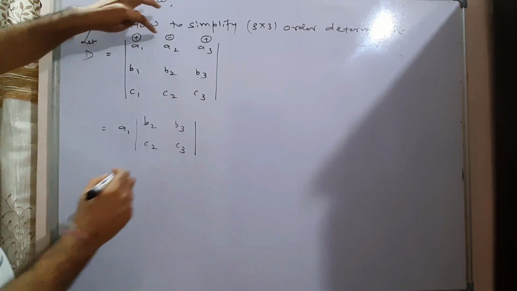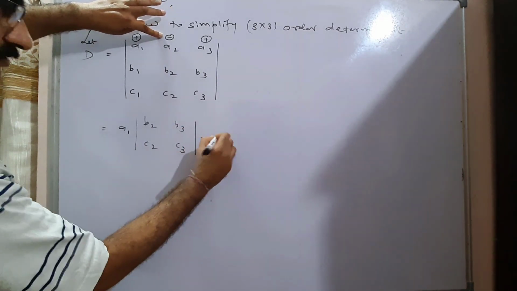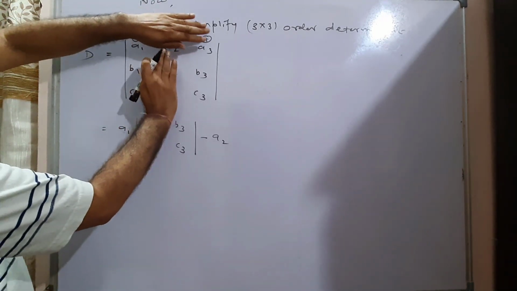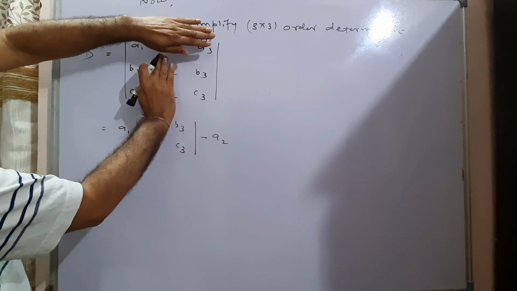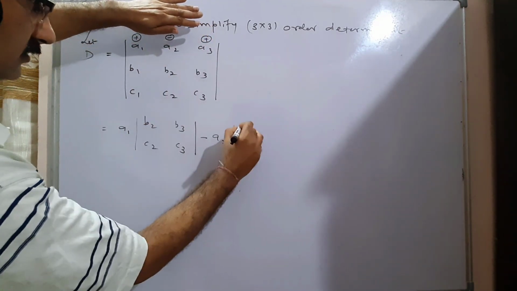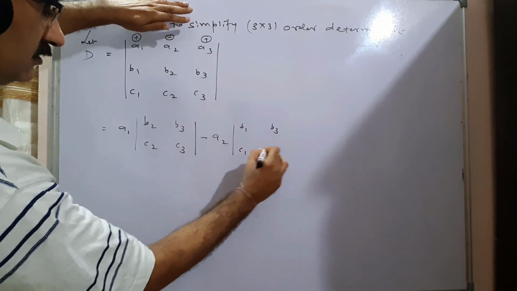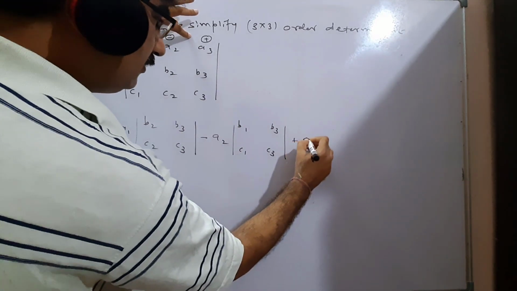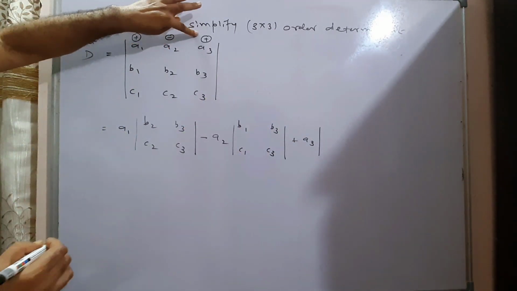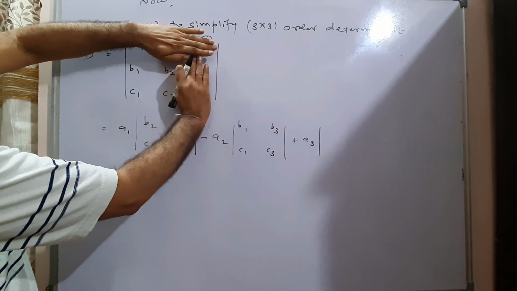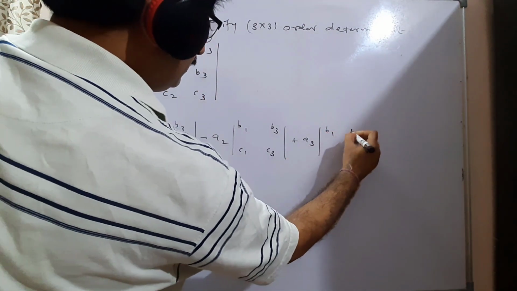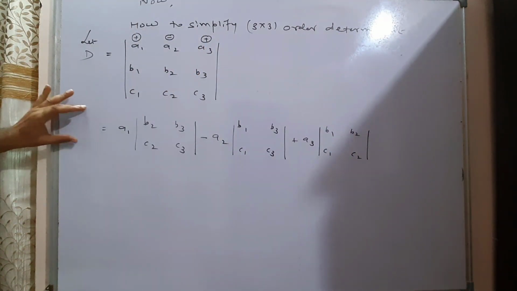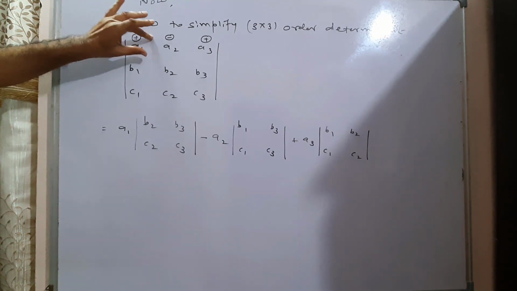Now, what is the sign of the next element? It is minus A2. Now again, drop the row and the column in which A2 lies, hide the row and column like this. So what is the remaining element now? It is B1, B3, C1, C3. Now again, what is the sign of the third element? It is a plus sign. So again you hide this row and this column. So what remains? It is B1, B2, C1, C2. So this is the simplification of the determinant by using the first row.